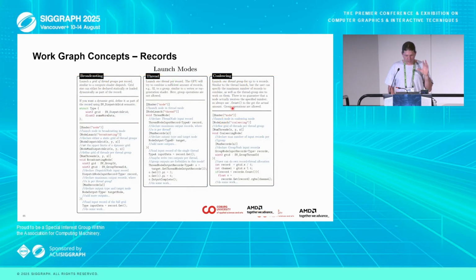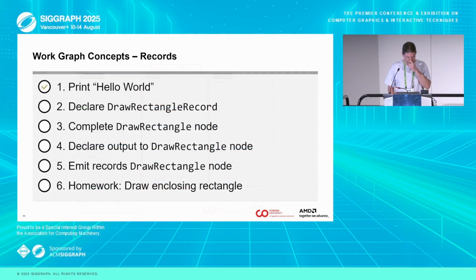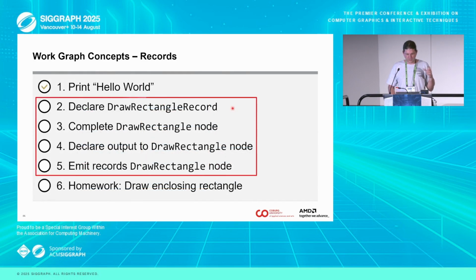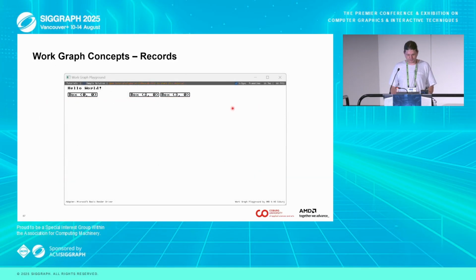So to sum this up, how you can receive and send records, you can look on the launch nodes page, in the column of thread, and that summarizes the concepts of how you can receive data. So next up, I'm going to walk you through how you would probably do the solution for draw rectangle record.